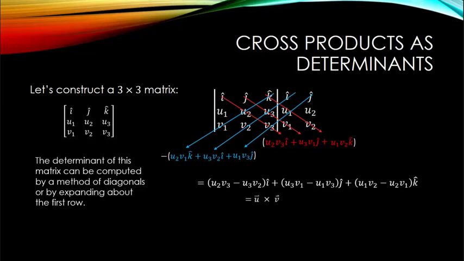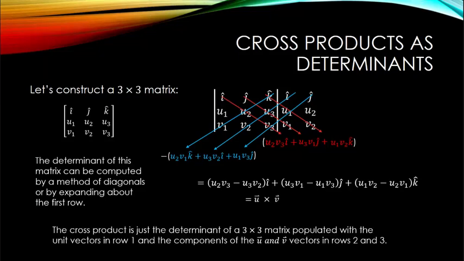This is the cross product of u and v. In other words, the cross product is just the determinant of a 3 by 3 matrix that is populated with unit vectors in row 1 and the components of the u and v vectors in rows 2 and 3 respectively.